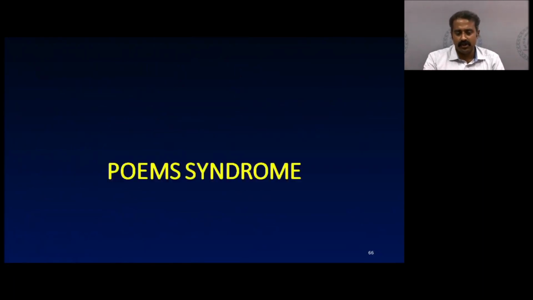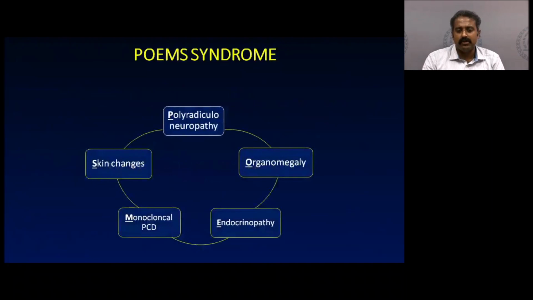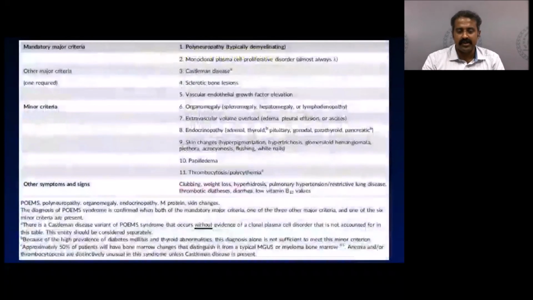Looking at POEMS syndrome. Historically, POEMS syndrome is known by the acronym POEMS, where P stands for polyradiculoneuropathy, O for organomegaly, E for endocrinopathy, M for monoclonal plasma cell disorder, and S for skin changes. But in practice, you may not find a patient with all these classical features. The updated criteria for POEMS syndrome are given in the next table on the slide.